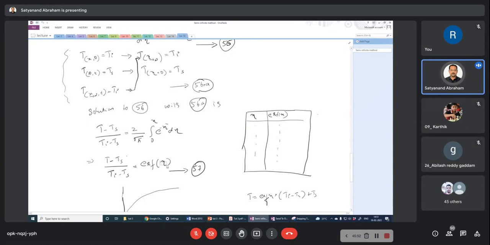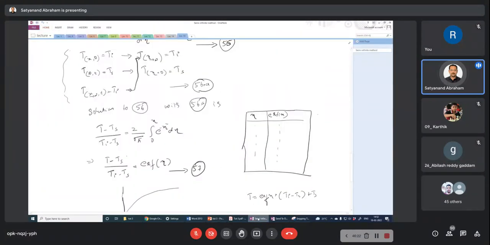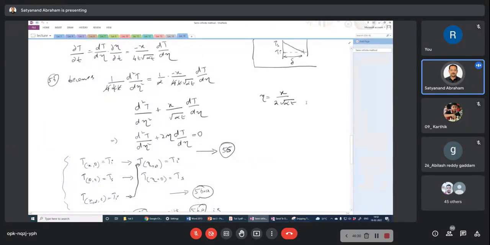Correspondingly, we need to find the eta value. Here in your textbook, the error function of eta and the corresponding eta values are given. We found that the error function of eta is equal to 0.09, and correspondingly the eta value is equal to 0.08. So eta is equal to 0.08, and eta is equal to x by 2 root alpha t.